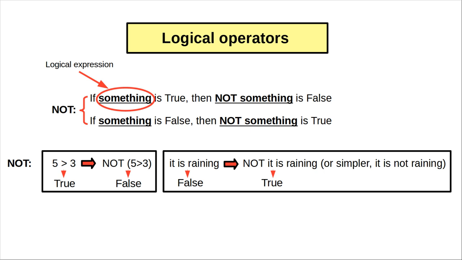In simple words, the expression not 5 greater than 3 is false, because the expression 5 greater than 3 is true. In even simpler words, the expression 5 is not greater than 3 is false. If the expression it is raining is false, then the expression, not it is raining, or, phrased otherwise, it is not raining, is true.